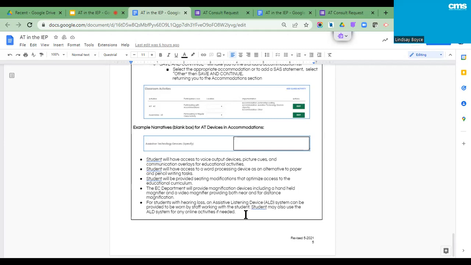The third one targets positioning. The student will be provided seating modifications that optimize access to the educational curriculum. The fourth: The EC department will provide magnification devices, including a handheld magnifier and a video magnifier, providing both near and far distance magnification. And the last, for students with hearing loss, an assistive listening device, ALD system, can be provided to be worn by staff working with the student. Student may also use the ALD system for any online activities if needed.